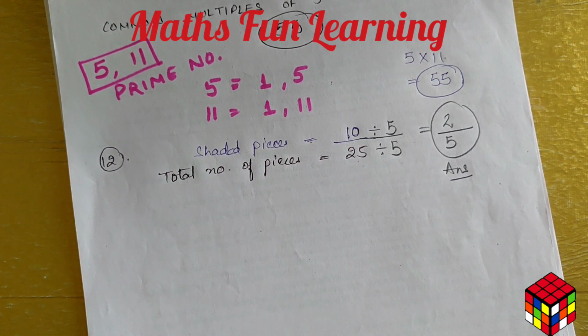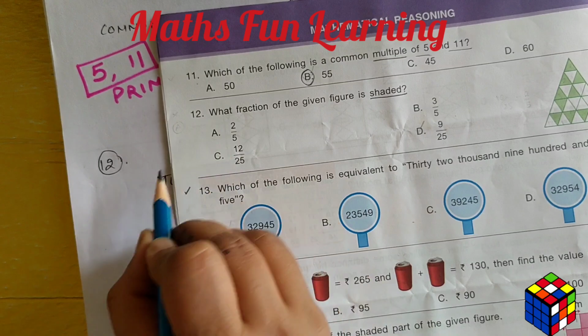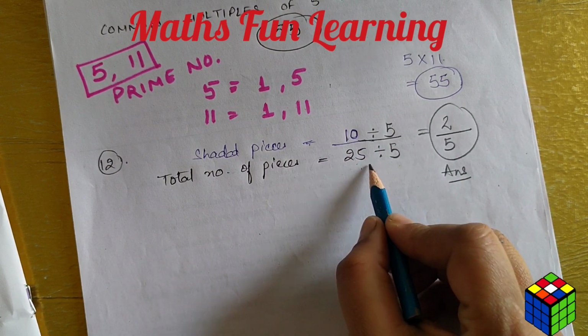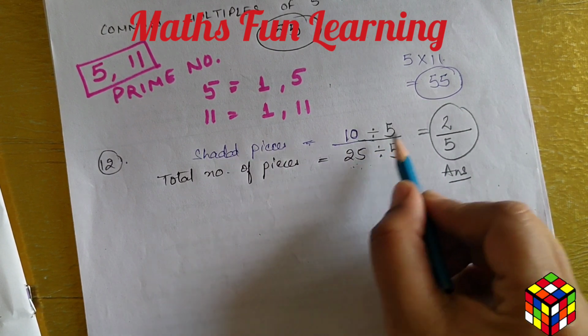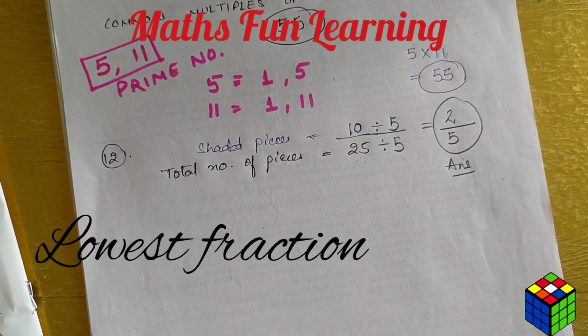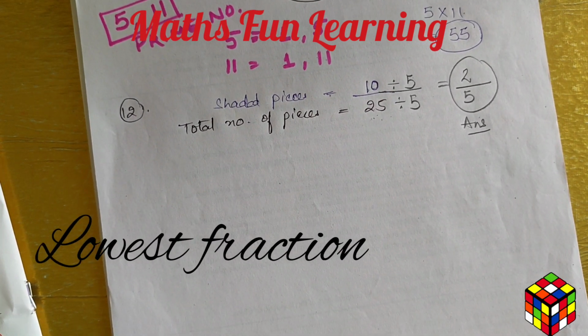2 by 5. Let's see, is 2 by 5 there? Yes, kids. You can see option A is your correct option. So always when you have any fraction, just try to change that fraction into the lowest fraction. Okay, so that is your correct answer. I hope it is clear.